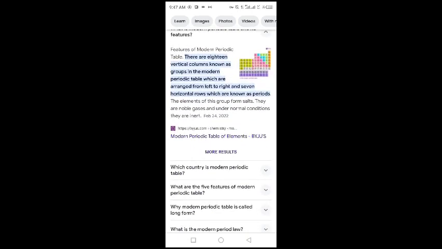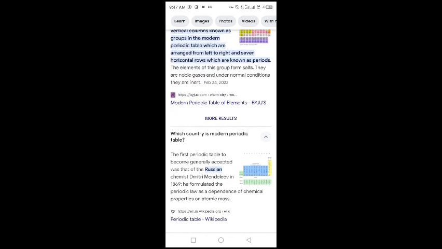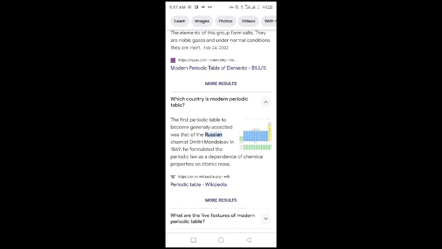Which country is modern periodic table? The first periodic table to become generally accepted was that of Russian chemist Dmitry Mendeleev in 1869. He formulated the periodic law as a dependence of chemical properties on atomic mass.